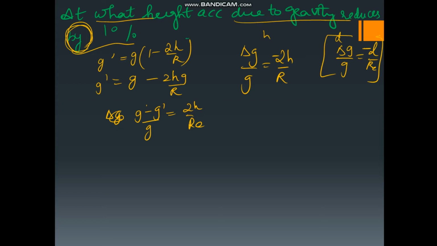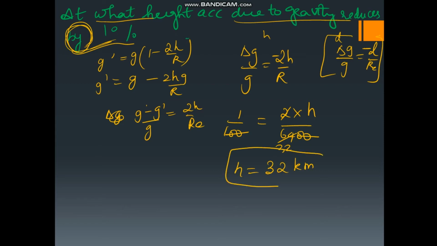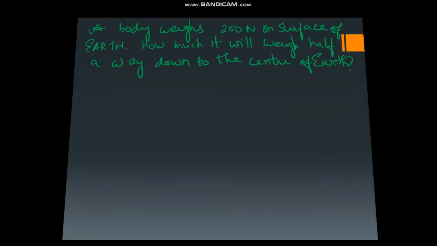They have given: at what height does acceleration due to gravity reduce by 1%? So 1 by 100, which is 1%, is equal to 2h by the radius of the earth, 6400 kilometer. The two zeros get cancelled, and we get 32, so the height is 32 kilometer. So at 32 kilometer from the surface of the earth, acceleration due to gravity reduces by 1%.